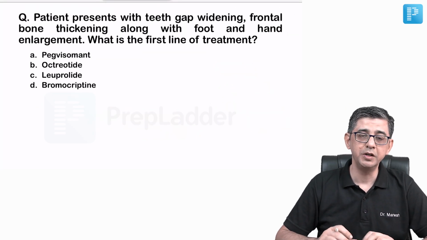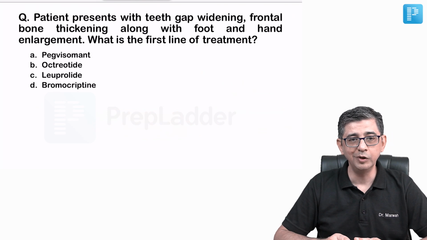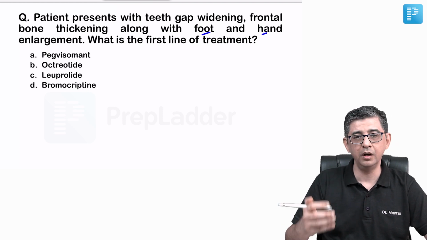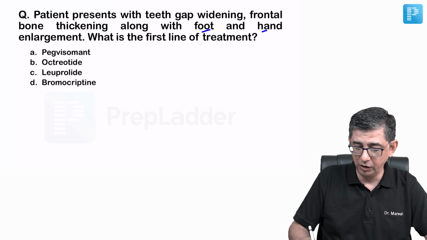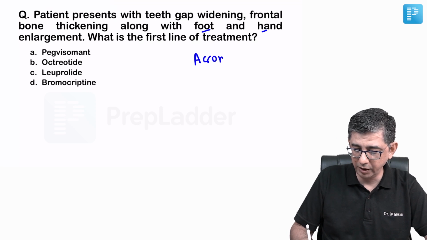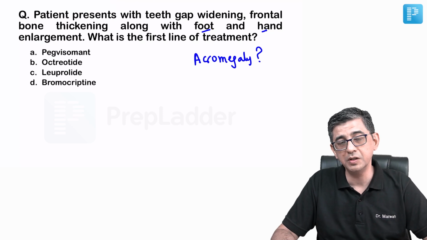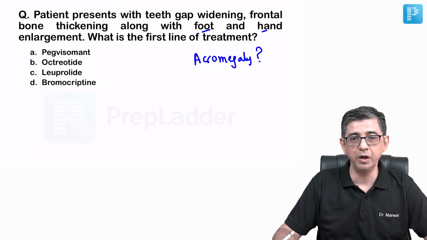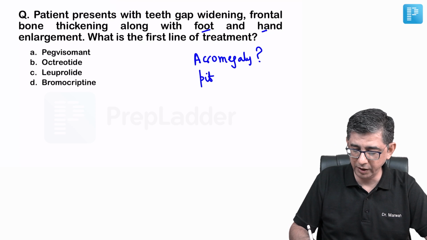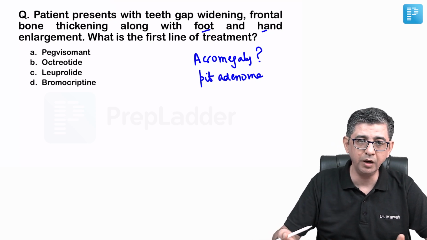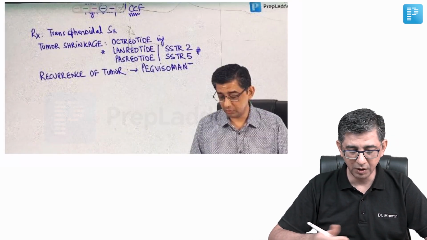The next question said patient presents with teeth gap widening with frontal bone thickening and foot and hand enlargement. So the words foot and hand enlargement and then frontal bone prominence, they all point towards the clinical diagnosis in this case as acromegaly. And what am I going to do in this patient? One is because there would be a pituitary adenoma present, so I can get rid of it using a transsphenoidal surgery. Now he is asking you regarding a drug that can actually shrink the tumor and thereby cause relief.